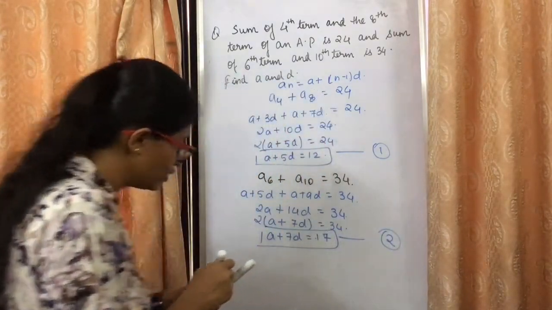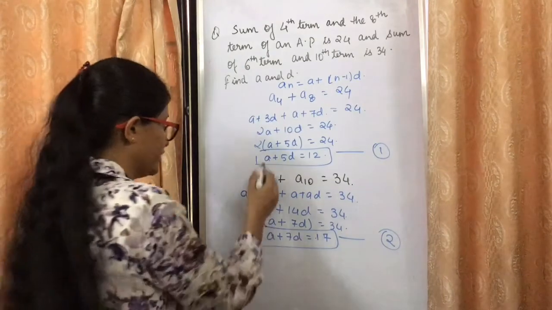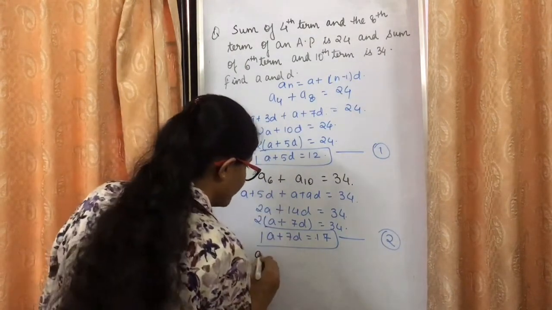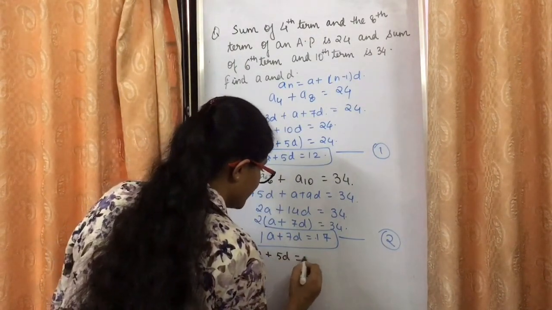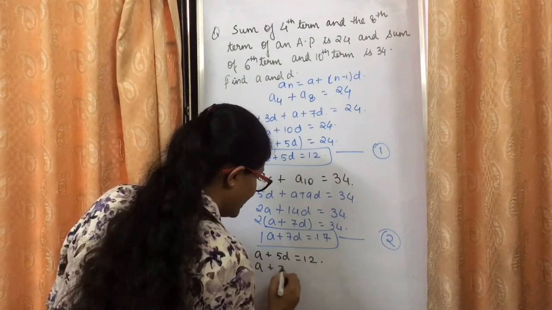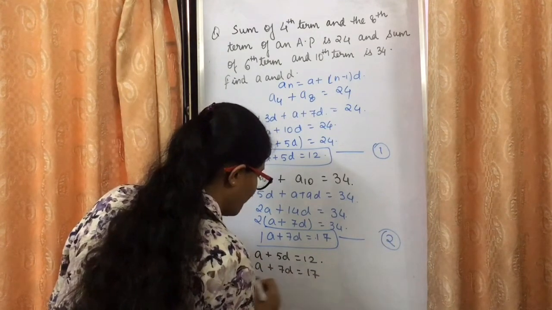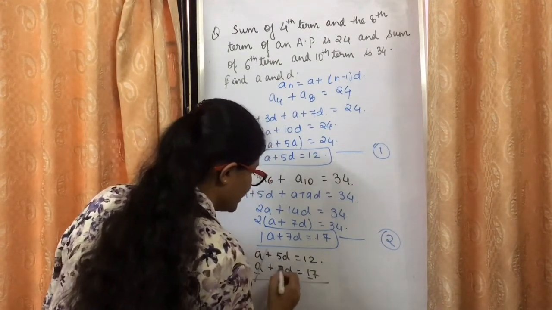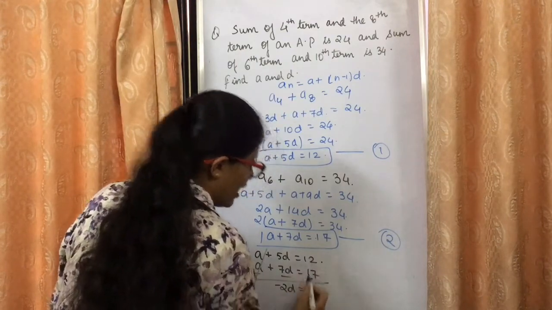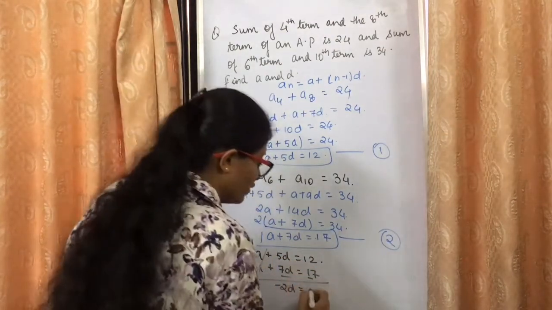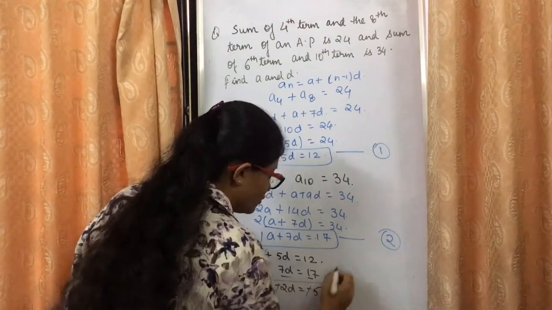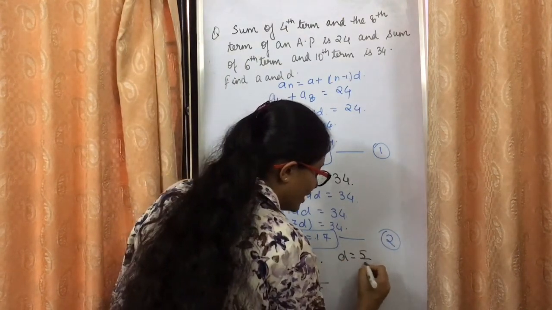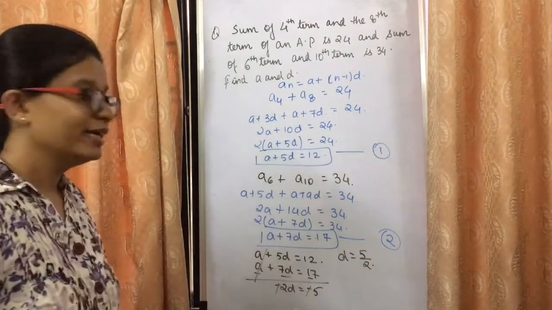Can we solve 1 and 2? Can we subtract 1 and 2? See A and A के constant same है. So A plus 5D is equal to 12. A plus 7D is equal to 17. Subtracting both the equations we will get minus 2D and 12 minus 17 will give you minus 5. Minus minus will cancel out. D comes out to be 5 by 2.